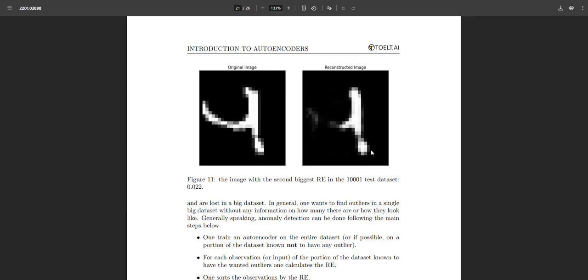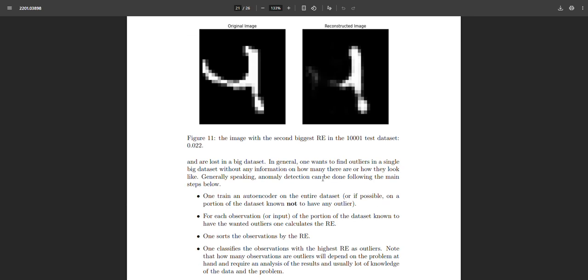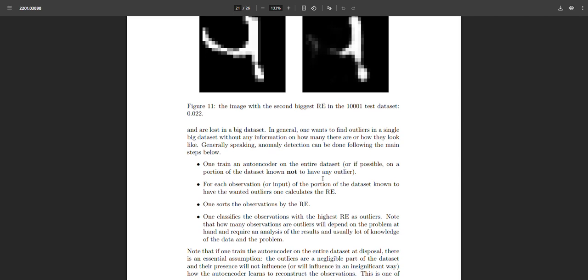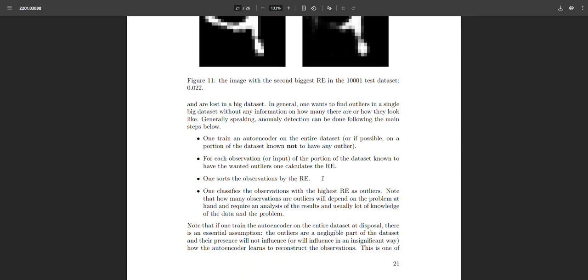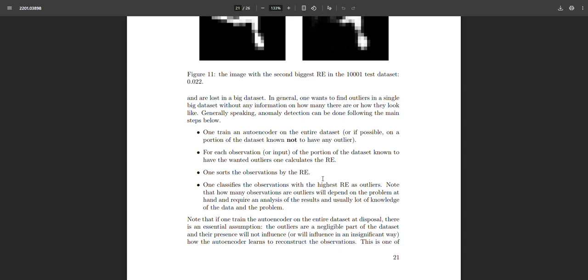In general, anomaly identification using autoencoders follows a simple set of steps. First, train an autoencoder on a dataset known not to have any outliers. Second, for any new observation, calculate the reconstruction error. Third, sort the observations by their reconstruction error. And fourth, classify the observations with the highest reconstruction error as outliers.